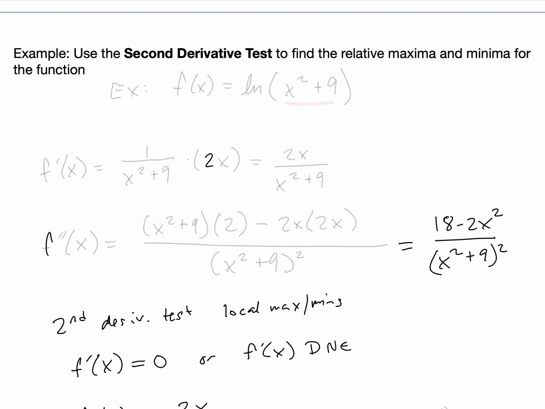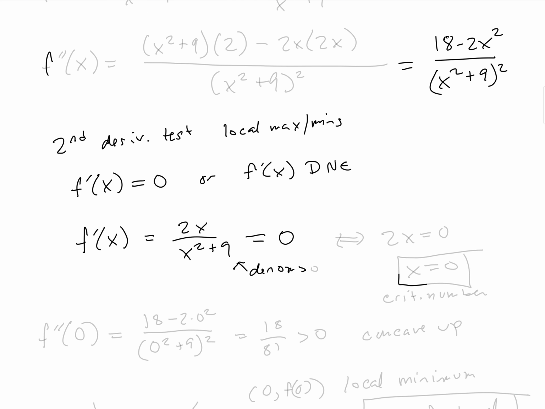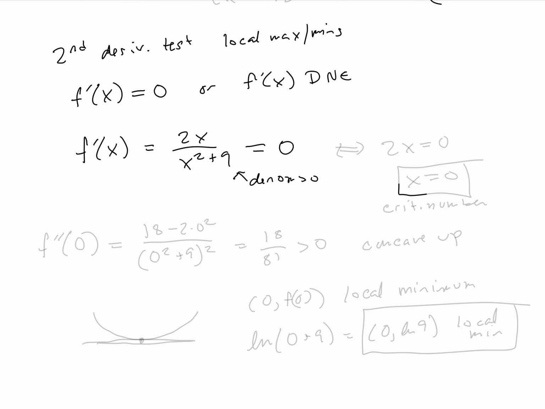We see that this always exists because the denominator is always greater than 0. Something squared plus 9 is always greater than 0. So this derivative will always exist, but we can have places where this derivative is equal to 0. A fraction is equal to 0 exactly when the numerator is equal to 0. So if and only if 2x equals 0, and so x equals 0, that's the only critical number for this function.